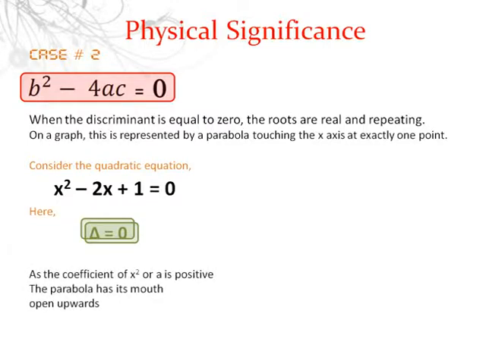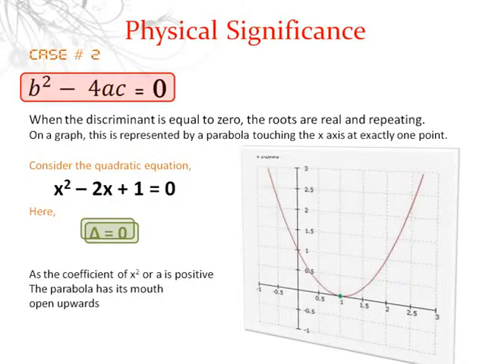Again, as the coefficient of x square or a is positive, the parabola has its mouth open upwards. This is how it will look when plotted on a graph sheet. If you observe, the parabola touches the x-axis at exactly one point, that is at x equal to 1, and has its mouth open upwards.